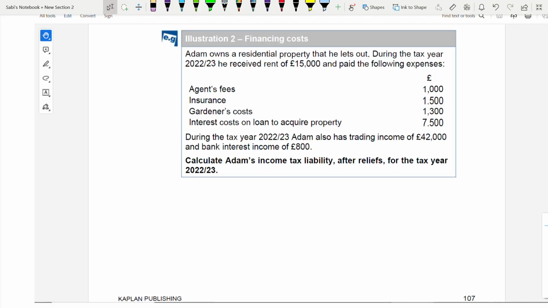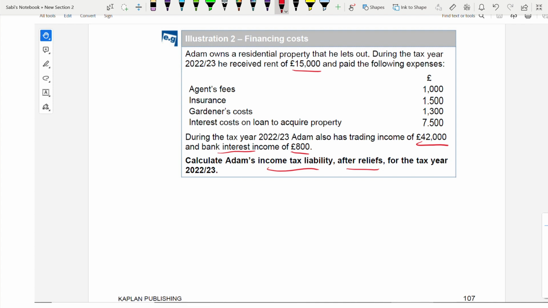Illustration 2. You have to calculate income tax liability after reliefs. We have done this when I was going through lecture 3 and 4. Now, Adam owns a residential property, lets it out, and received rent of 15,000. These are the expenses: agent's fee, insurance, gardener cost, and interest cost on loan to acquire the property. Trading income is 42,000. Bank interest income is 800.